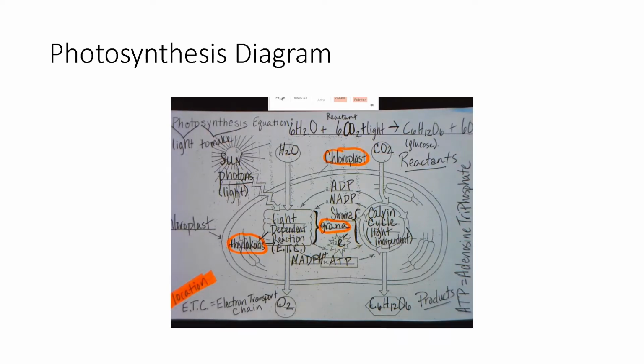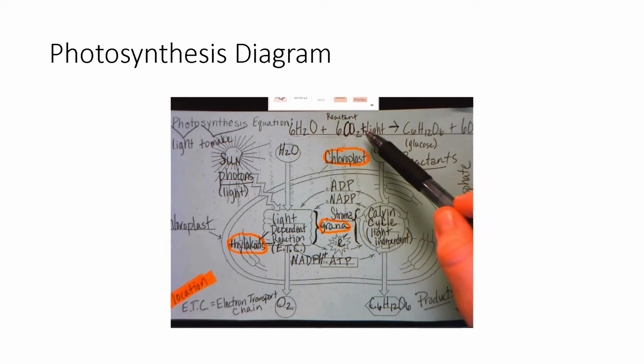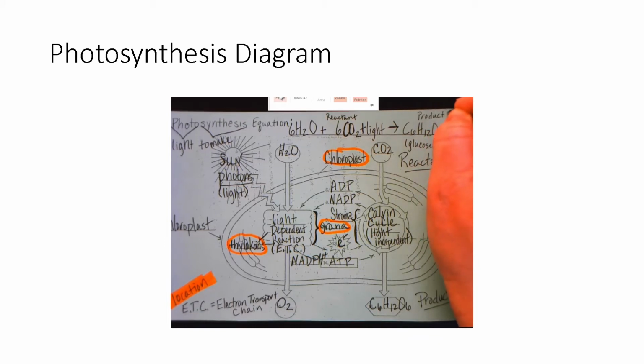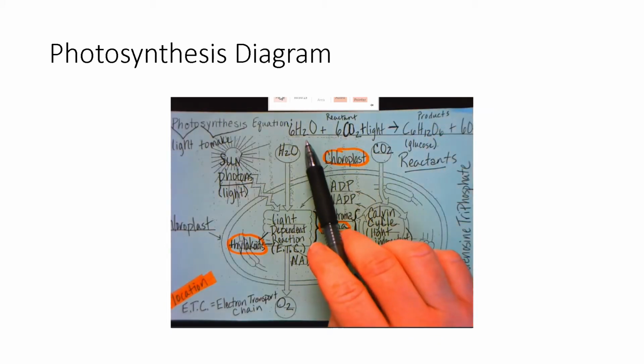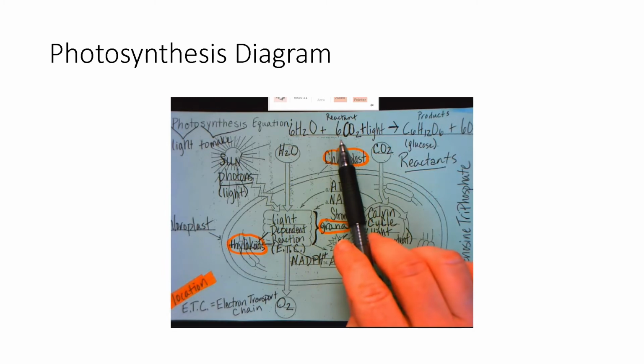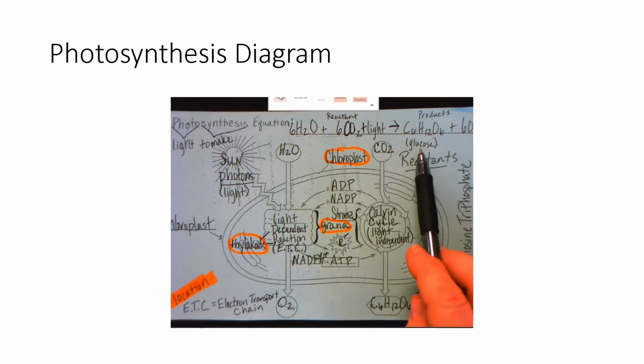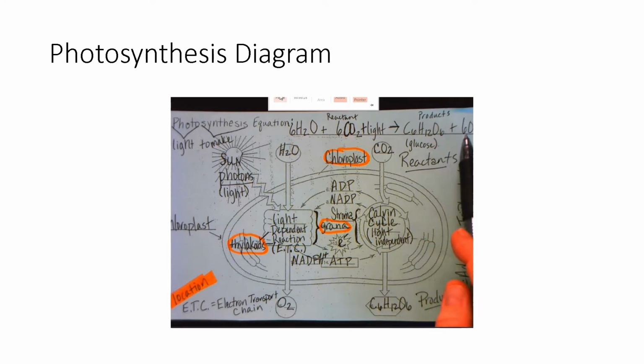What you see here on the screen is a detail of what happens with photosynthesis. The first thing you need to notice is that here we have the equation for photosynthesis. On the left side of the arrow are the reactants, and on the right side are the products. Make sure that you write that down completely and clearly. 6H2O plus 6CO2 plus light yields C6H12O6, which is glucose, and 6O2.